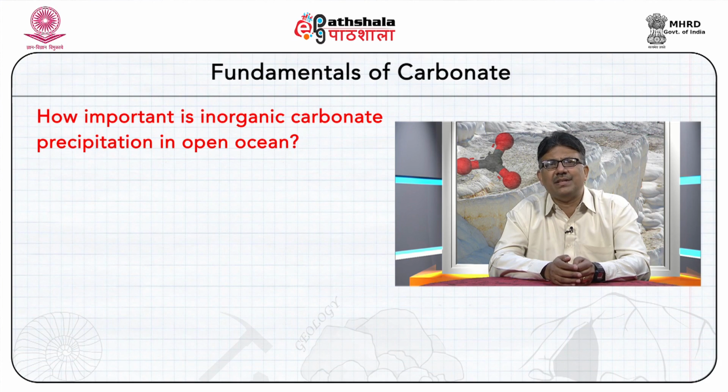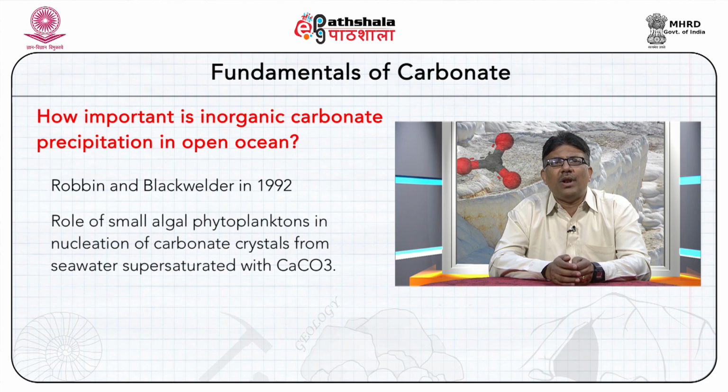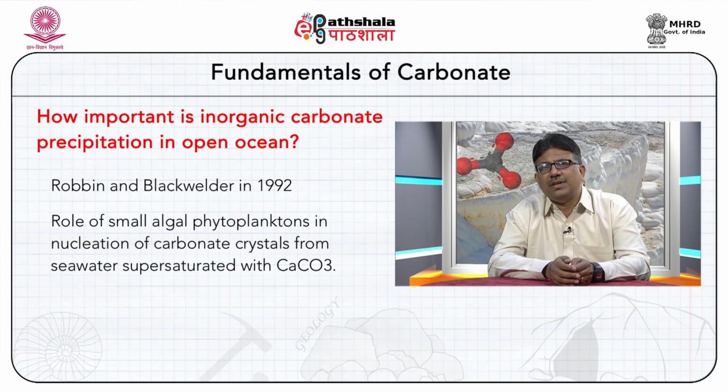A third view also exists, essentially propounded by Robbins and Blackwelder in 1992, that highlights the role of small algal phytoplankton in nucleation of carbonate crystals from seawater supersaturated with CaCO3. According to these workers, photosynthetic removal of carbon dioxide from the water column by phytoplankton possibly induces carbonate precipitation in microdomains and that finally results in the formation of whitings.